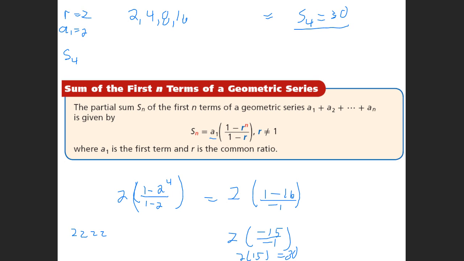It's the exact same answer as I got there. So this formula does work. It's a little putsy there, but it does work.